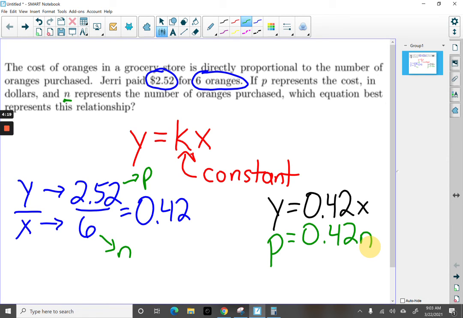I can always check my answer as well, taking the number of oranges and substituting them in here, just very quickly. 0.42. We know that we're getting 6 oranges, times 6. Take my calculator, just multiply these together, and look at what I get. I get exactly $2.52. So I know this has to be true because it makes this true as well. I would not be able to multiply 0.42 times 2.52 to get 6. It would not work the other way around.